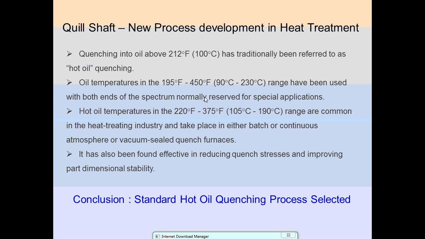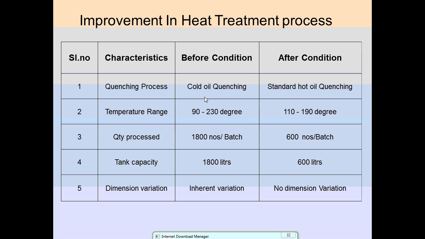So the temperature of the material should not be more than 190 degrees Celsius. That's why we are using a standard hot oil quenching process, selected to control the temperature, because then shrinkage cannot occur. So our improvement in the heat treatment quenching process is that we have to use standard hot oil quenching instead of cold oil quenching. As you can see, our temperature is not more than 190 degrees Celsius. So we are not getting any type of variation, and we are not getting any type of shrinkage.